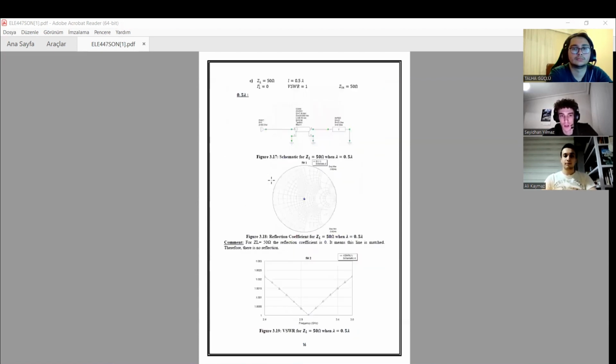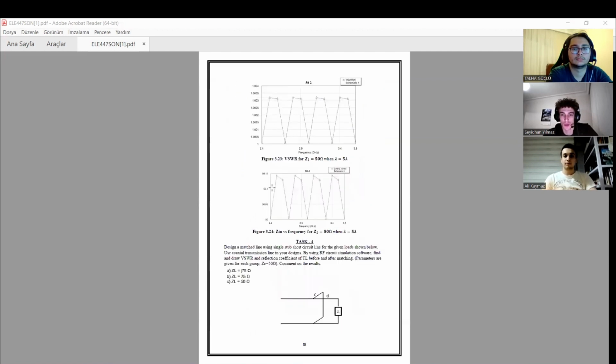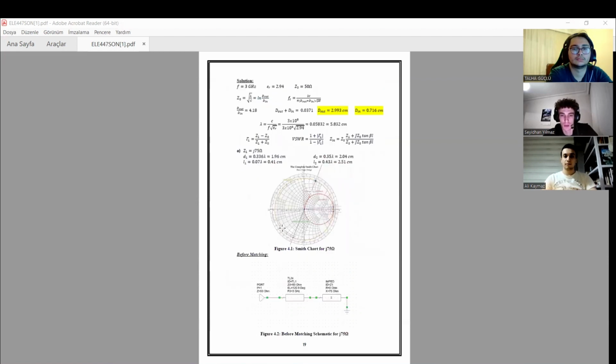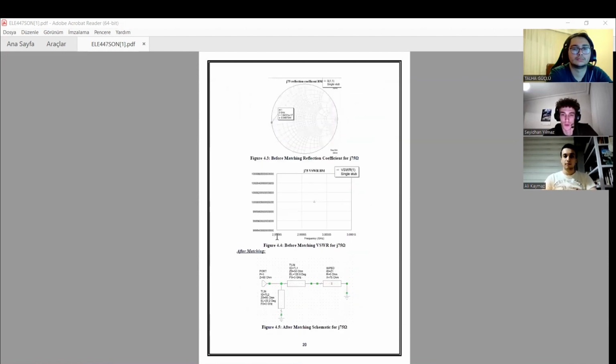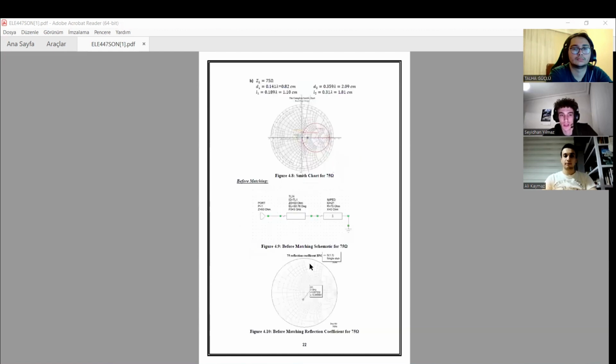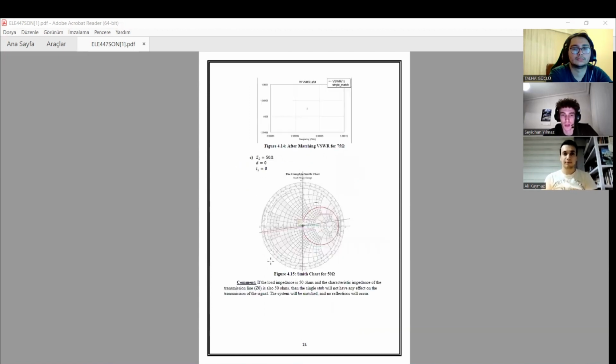In the next task, we have designed a matched line using a single-stub short-circuit line with various loads. When the load is j75 ohm, it's not possible to match using a single stub or a purely reactive load. When the load is 75 ohm, the reflection coefficient is 0.2. When the load is 50 ohm, it means that the transmission line is already matched. In this case, the reflection coefficient is 0, and there is no reflection. Also, these calculations are proved by using Smith charts, and this transmission line is simulated with the AWR design environment tool.